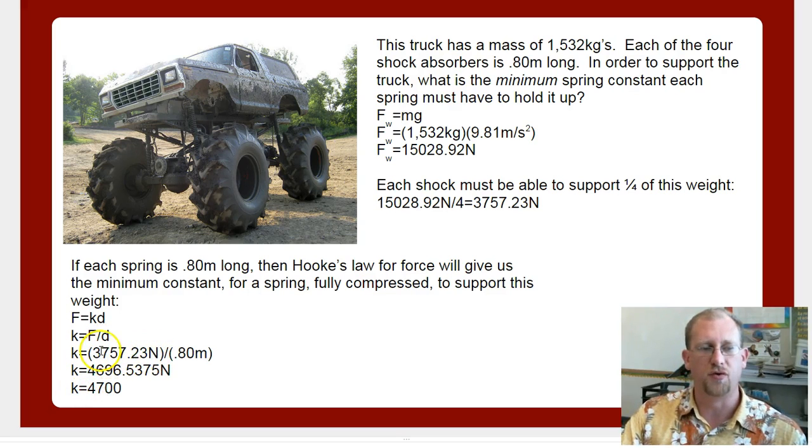Here I have the newtons of the weight of the truck and the distance that the spring is compressed. And these things have to balance out to a certain spring constant. I just do the division, correct for significant digits. And my spring constant has to be 4,700. That's a ridiculously stiff spring, but that is the kind of thing that you find in the suspension of a truck. All right, so there you go.